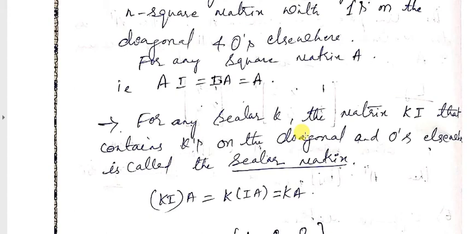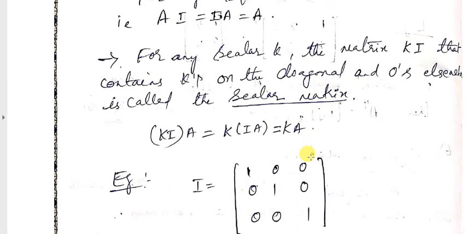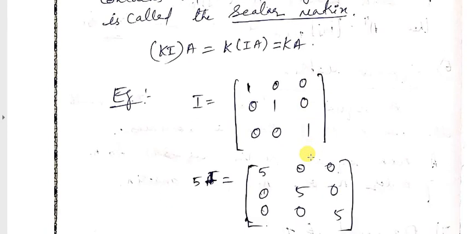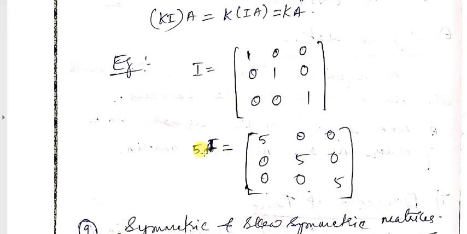For any scalar k, the matrix kI that contains k on the diagonal and 0s elsewhere is called the scalar matrix. Here I have shown an example of an identity matrix and a scalar matrix. I is an identity matrix of order 3 cross 3, where all the diagonal entries are unity and other elements are zeros. Then 5I is a scalar matrix, where the diagonal entries are not unity. If all the diagonal entries are unity, then we call it an identity matrix instead of scalar. If we have diagonal elements other than 1, then we call it a scalar matrix.